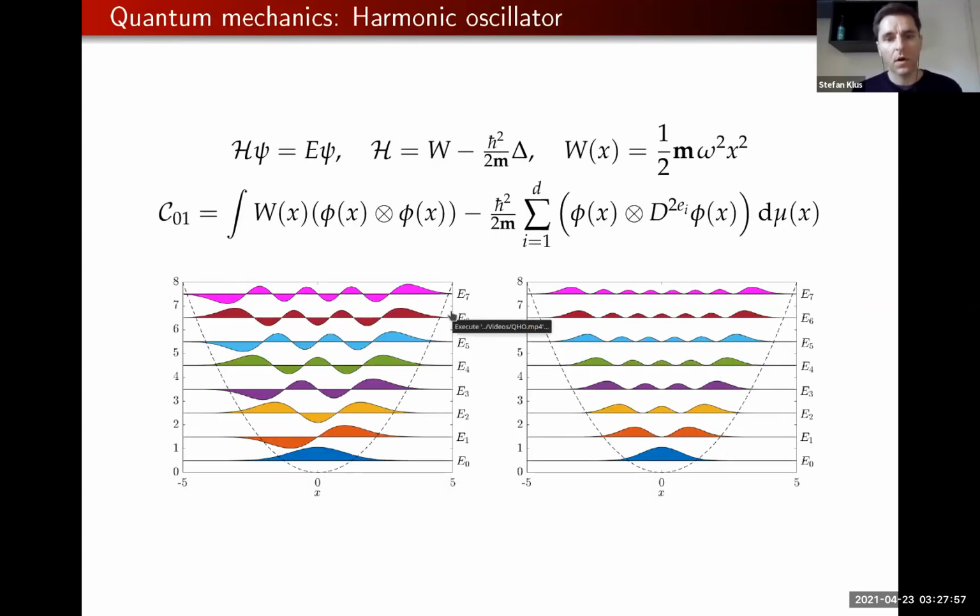We want to use this now also for quantum mechanics problems. A simple problem is shown here, the quantum harmonic oscillator. And here we want to compute eigenfunctions of the time-independent Schrödinger equation shown here. So this is then the Hamiltonian. And for the quantum harmonic oscillator, the potential is given by this quadratic function here.